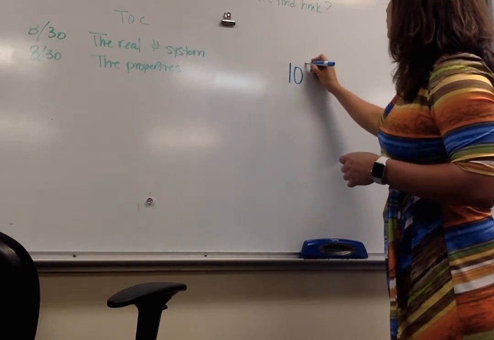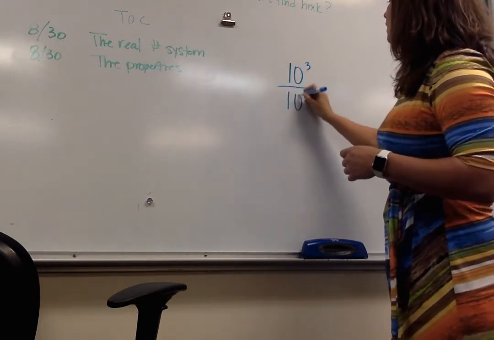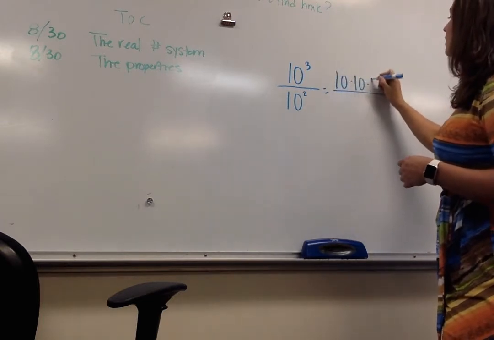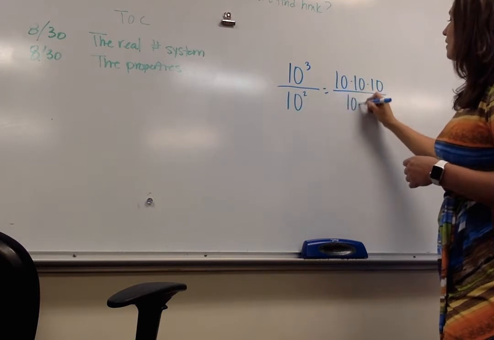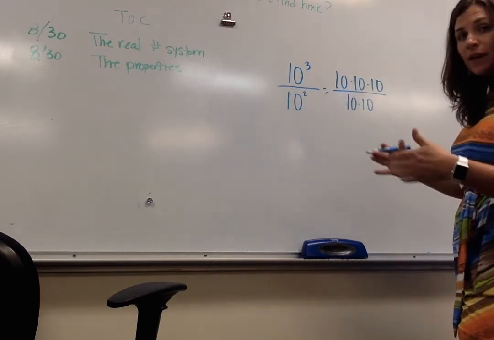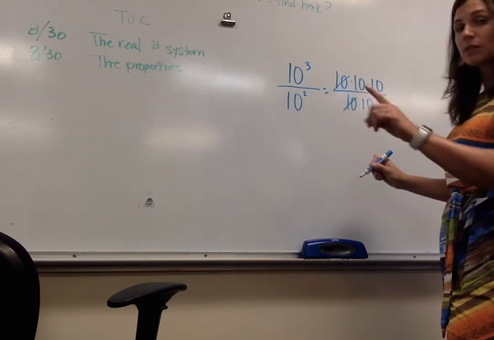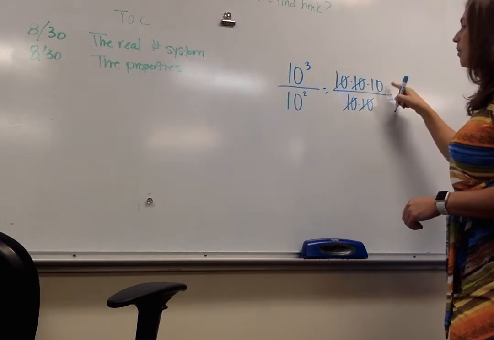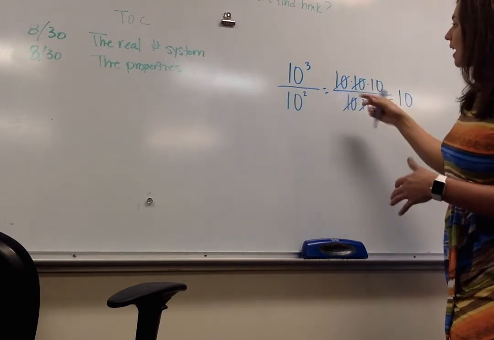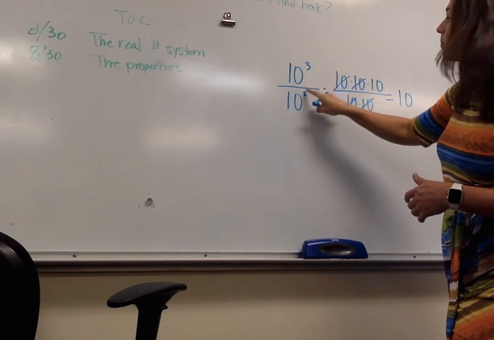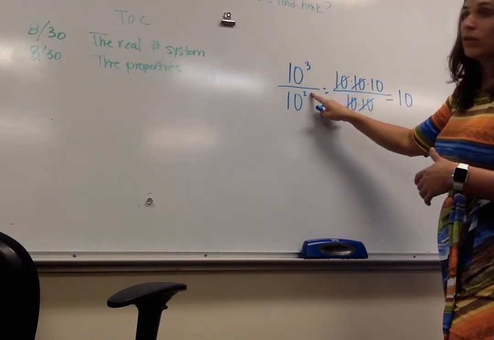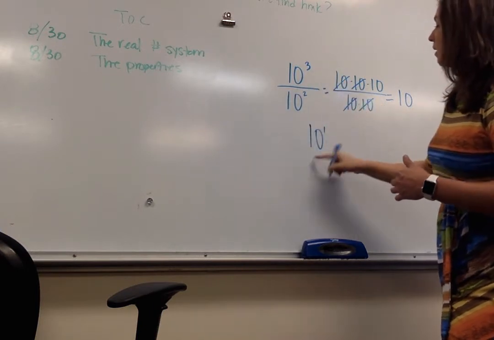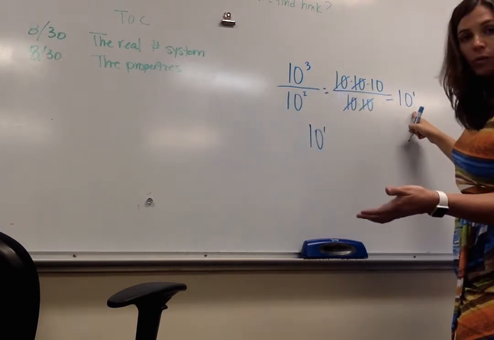If I have 10 to the third power over 10 squared, this is really saying 10 times 10 times 10 over 10 times 10. Anything divided by itself is 1. So my 10's cancel out to be 1, and I'm left with this 10 up here. Well, a shortcut to that would be subtract my exponents. 3 minus 2. If my base is the same, I subtract my exponents. So 3 minus 2 is 1. 10 to the first power, which is just 10.